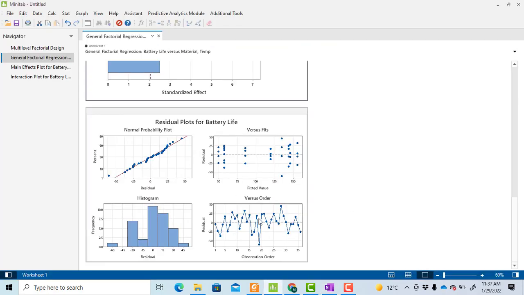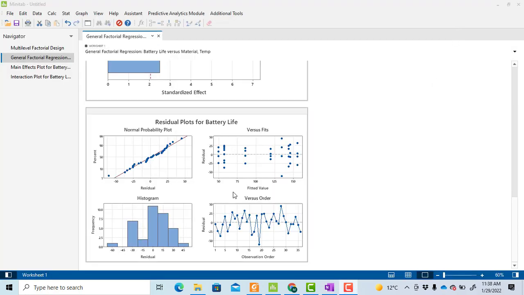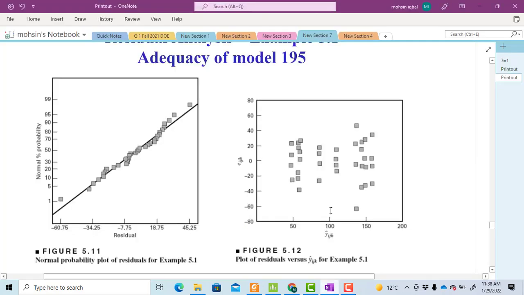Okay, and now the second graph in the book is residuals. So I'm now going to plot this one. The second plot we have obtained is residuals versus fitted values. So you can see that this graph and the one that has been provided in the book are almost the same.